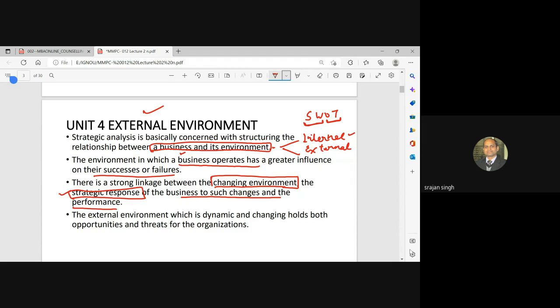This will give you the competitive edge if you can successfully fulfill the gap between the changing environment, the degree of change, and the appropriate response towards it. The external environment, which is dynamic and changing, holds both opportunities and threats for the organization. The same thing, that in SWOT analysis opportunity and threat are concerned with the external environment, which is dynamic and changing.